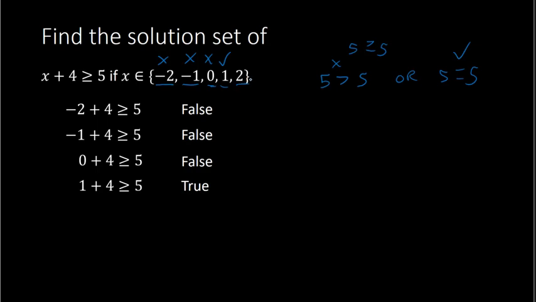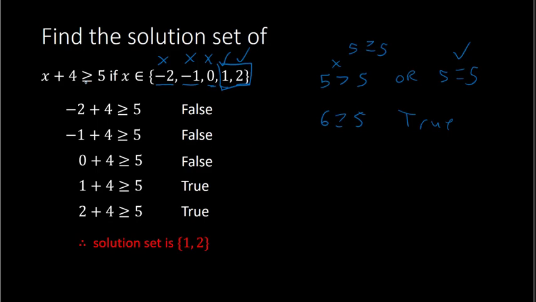And lastly, we plug a 2 in. We have 2 plus 4. So we have 6 is greater than or equal to 5. That is a true statement. So therefore, 2 is also a solution. So my solution set would be 1 and 2 because those are my answers that give me a true statement. So my solution set is 1 or 2.